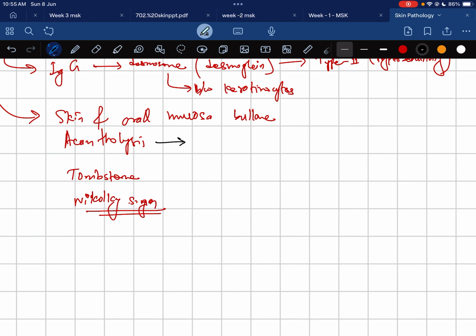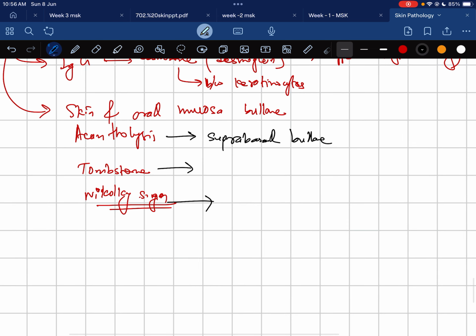Regarding acantholysis, it is a separation of the stratum spinosum keratinocytes. This layer is connected by the desmosomes, so separation occurs, and the result is the formation of suprabasal bullae. Regarding the tombstone cells, the basal cells are still attached to the desmosomes and appear as a tombstone.